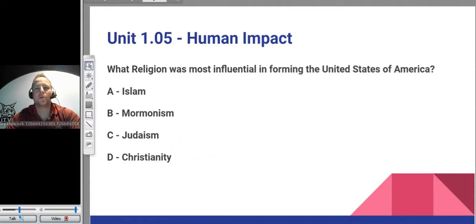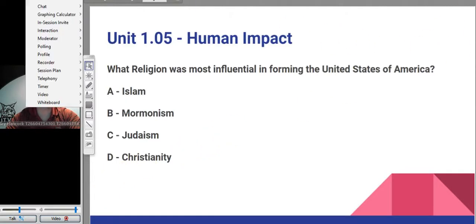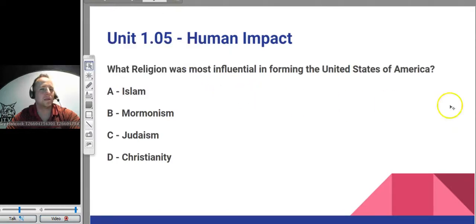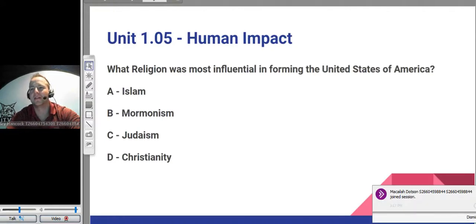Okay, so let's do a poll question real quick. Let me change my polls to A, B, C, D. Okay, polls are now open. What religion was the most influential in forming the United States of America? Was it A, Islam, B, Mormonism, C, Judaism, or D, Christianity? I'll give you a second to think about that. The religion that was the most influential.